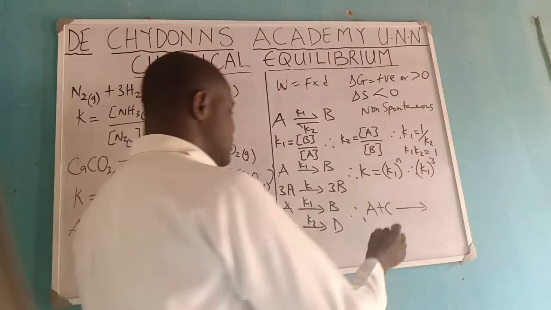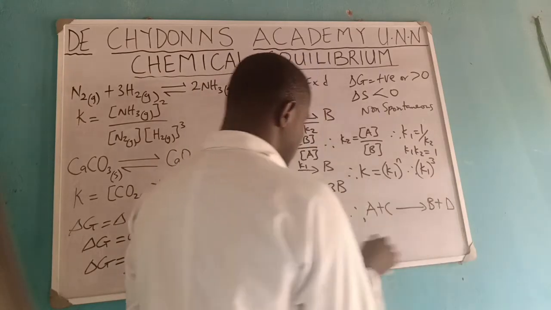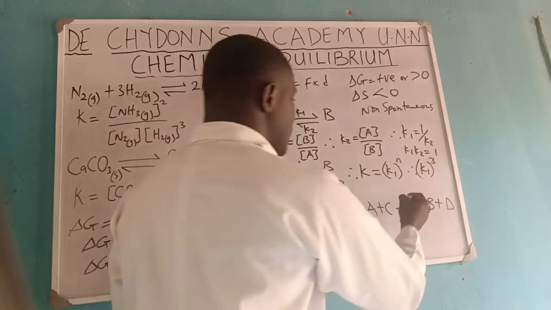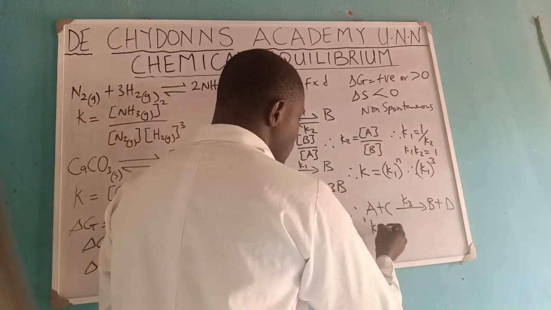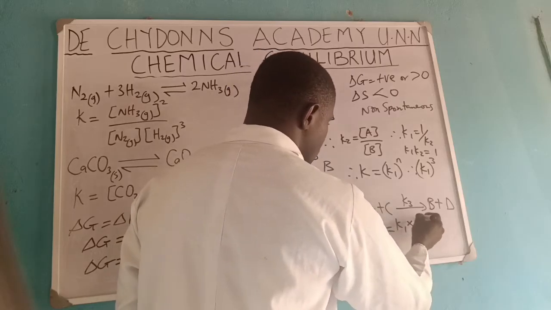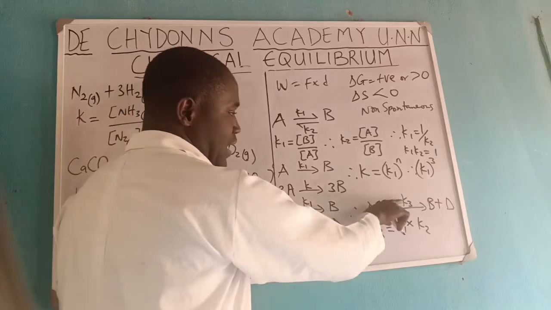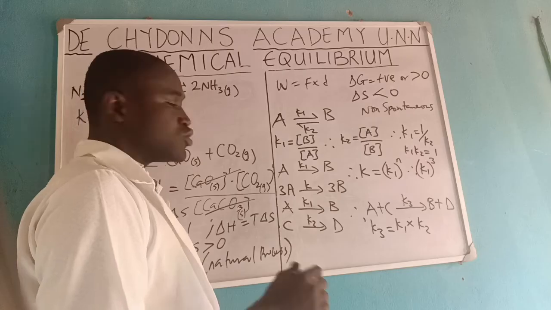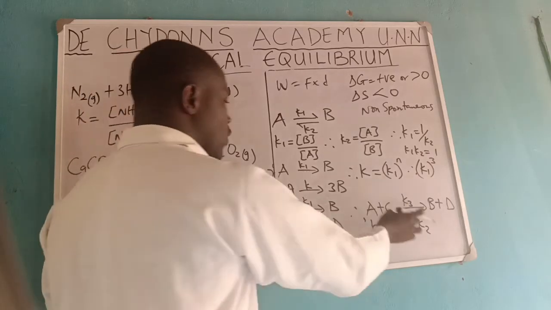The implication is that when this is given to you, that is the summation of this reactant and the product, this K3, which is for this one, will be equal to the product of what? K1 and K2. So if here is 2 and here is 3, K3 will now be equal to 2 times 3, which is 6. Are you getting it? So you just multiply these two equilibrium constants, and you will get it.